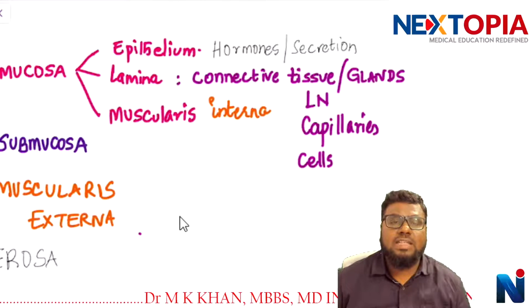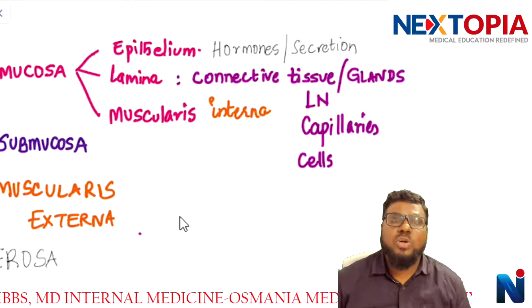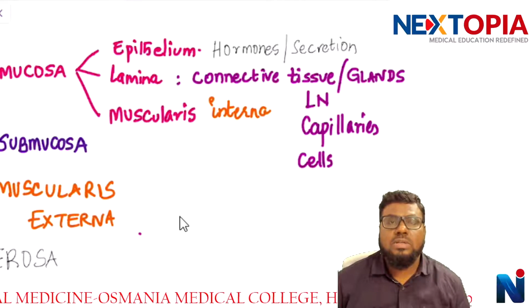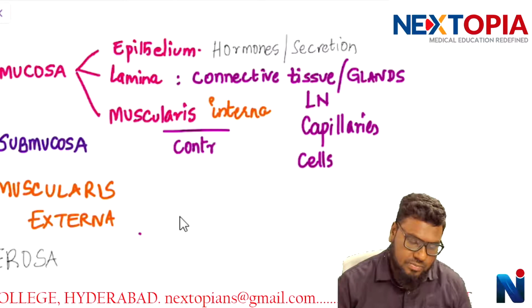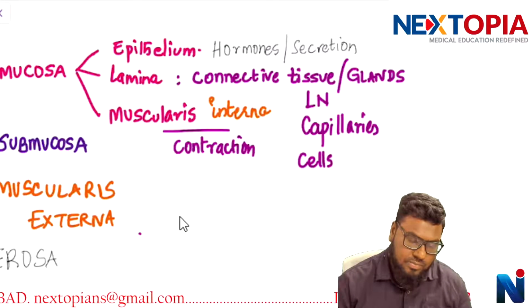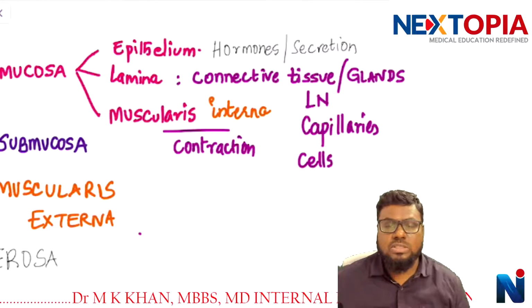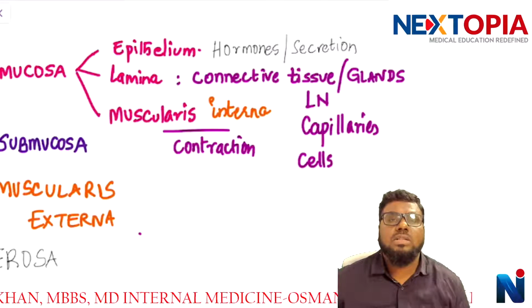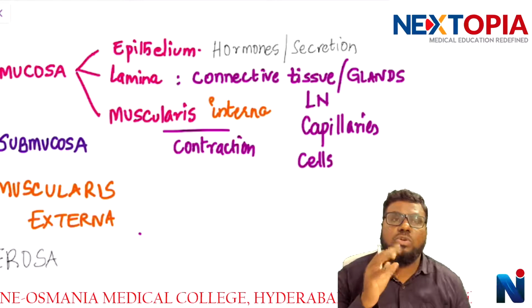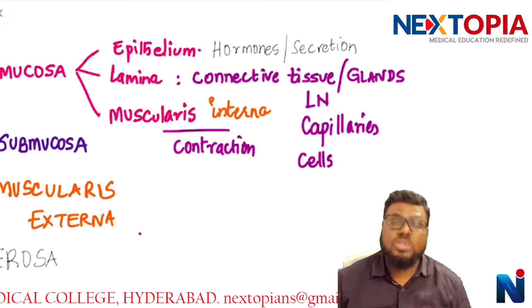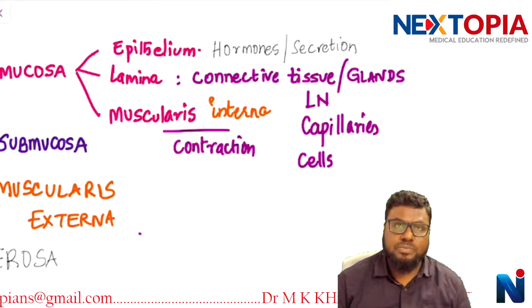Next comes the muscularis interna or muscularis mucosa. The muscularis mucosa is a thin layer of muscle which contracts. Its contraction causes folds and rugae in the mucosa. And these folds are important so that the surface area of absorption is increased.